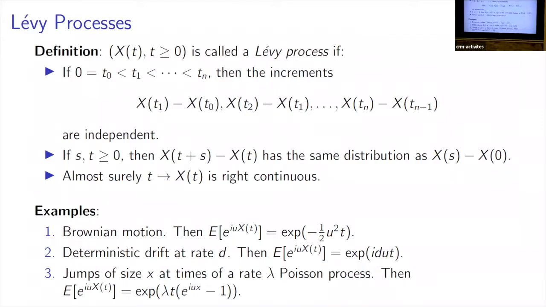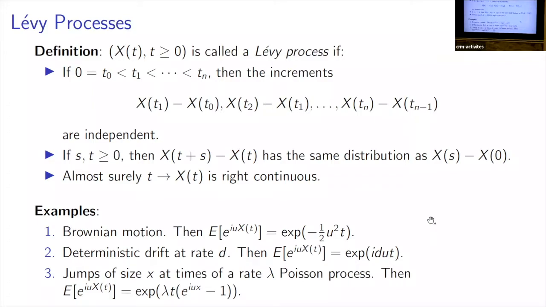Not hard to come up with examples of Lévy processes. So one example is standard Brownian motion. Then the characteristic function of the random variable X of t, which represents the position of the Brownian particle at time t, is e to the minus 1/2 u squared t. A trivial example of a Lévy process is deterministic drift at rate d. And then X of t is exactly d times t. So the characteristic function is e to the i times d times u times t.